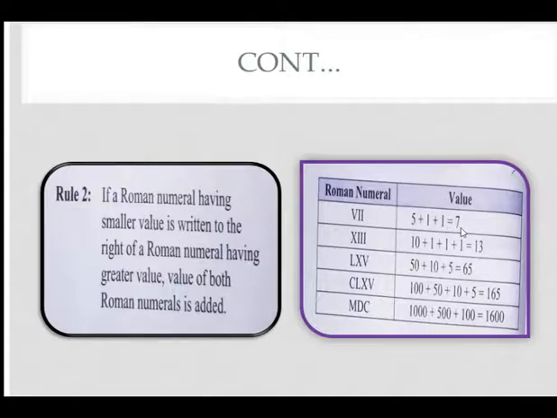5 plus 1 plus 1, 7. Same way you can see X, I and I. So value is added. Same way L has the value 50, X has value 10, V has value 5. And X and V have been written to the right side of the L. Or you can say V has been written to the right side of X. So the smaller numeral value has been written on the right side, so their value is added.